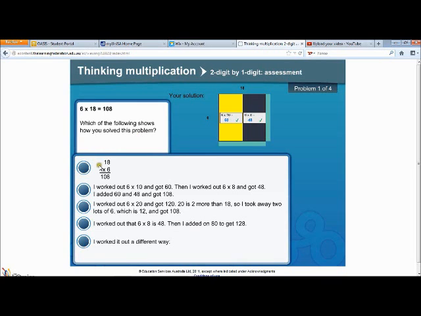Did you just do 18 times 6 equals 108? We used this one here. We worked out 6 times 10 and got 60, and then we worked out 6 times 8 and got 48. And we added 60 and 48 together and got 108.